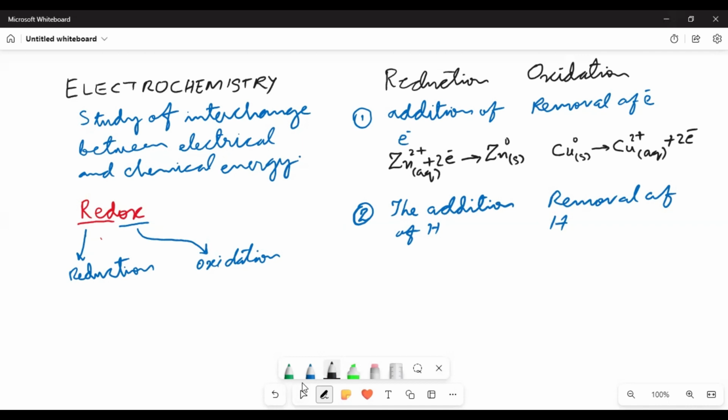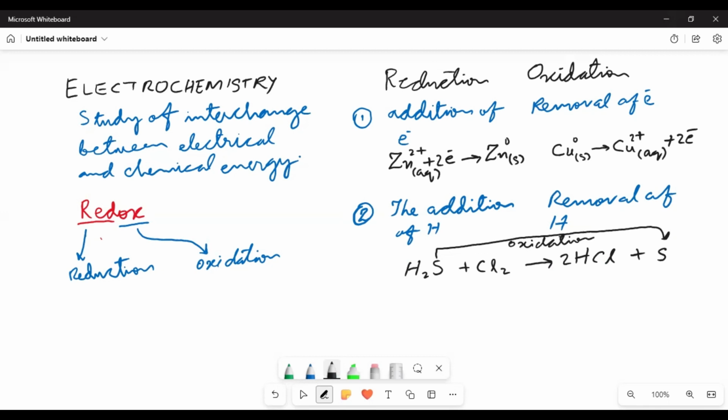If you consider a reaction between hydrogen sulfide and chlorine, what happens here? It produces 2 moles of hydrogen chloride, and sulfur becomes separated. So here hydrogen is removed from sulfur. So sulfur is being oxidized. This is oxidation because of the removal of hydrogen.